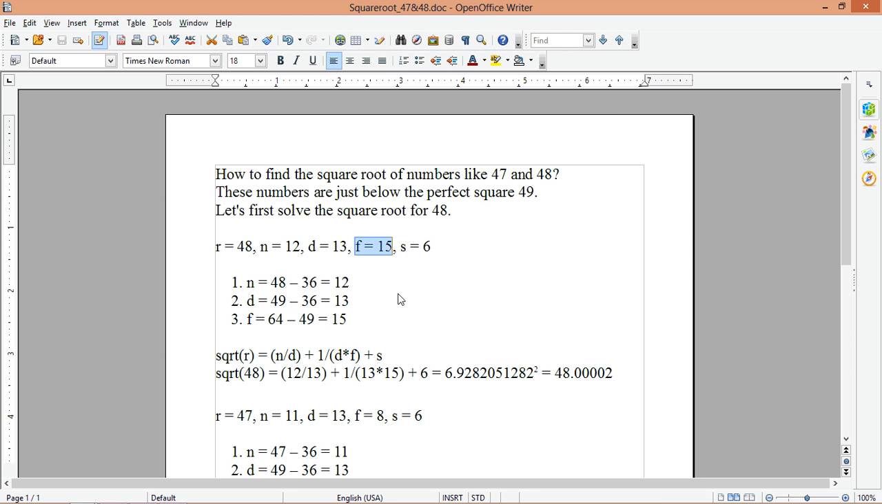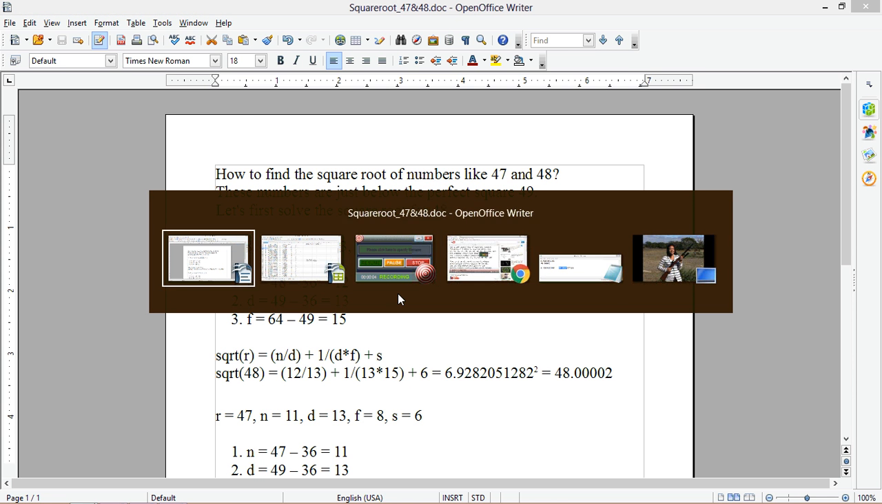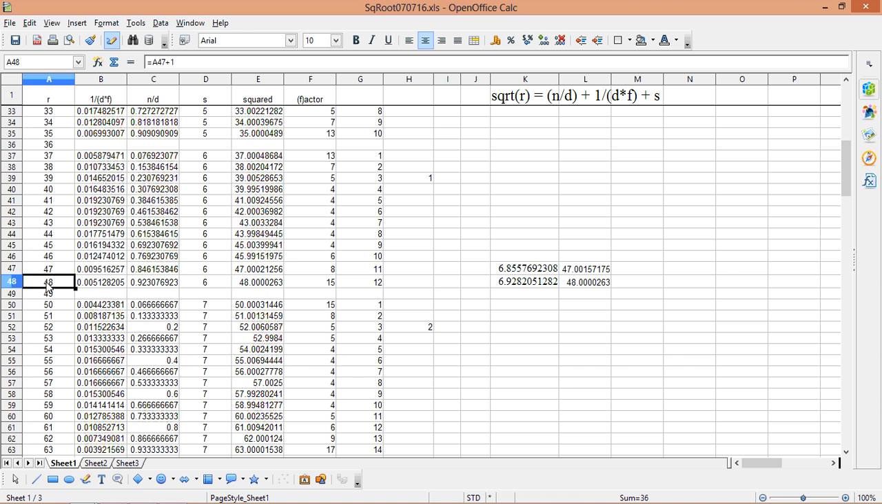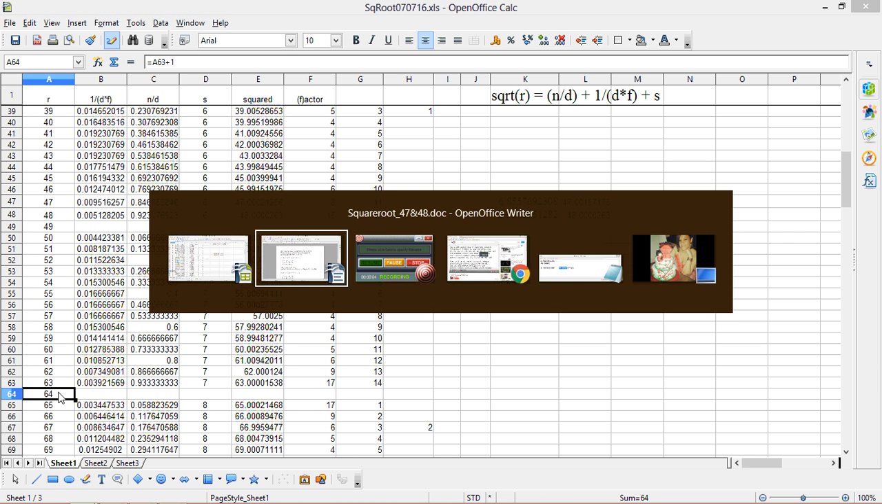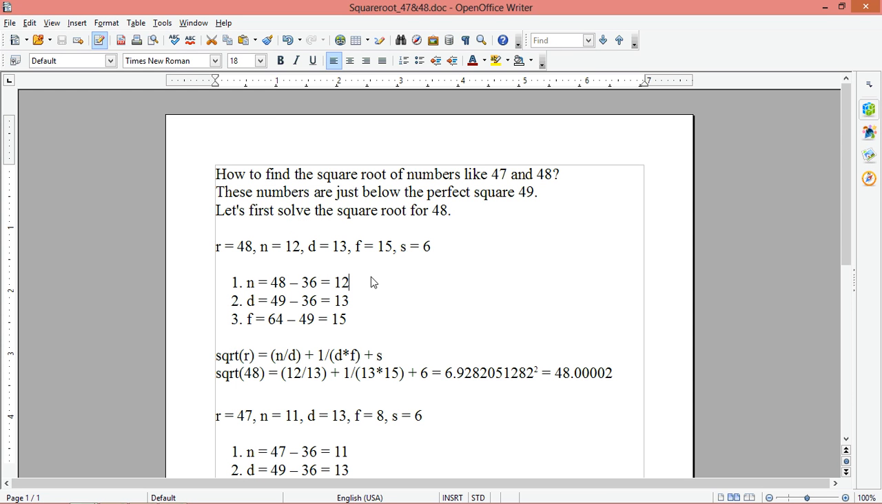If you're not sure what I just said, pause the video, go back, play it again. Okay, I'll show you the spreadsheet real quick here. We're here trying to get the square root for this number 48. The perfect square above it is 49. And the perfect square above that one is 64. So the two perfect squares above 48 are 49 and 64. So that's how F is equal to 15.